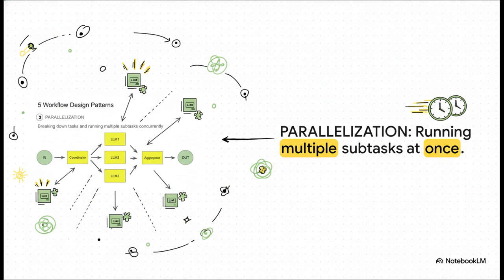Now, what if you need to speed things up? That's where parallelization comes in. It's all about divide and conquer. A coordinator model takes a huge task, breaks it into a bunch of smaller, independent chunks, and then gets them all done at the same time. You'd use this for sure if you needed to, say, analyze the sentiment of 1,000 product reviews. Why do it one by one when you can do them all at once?